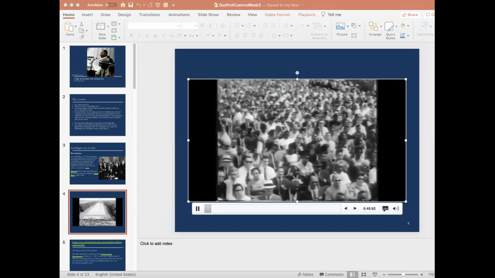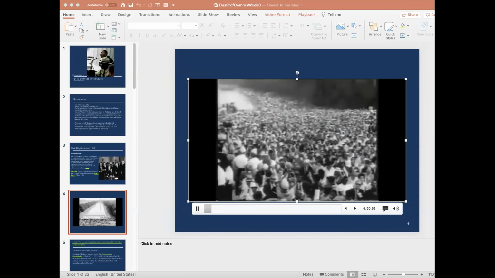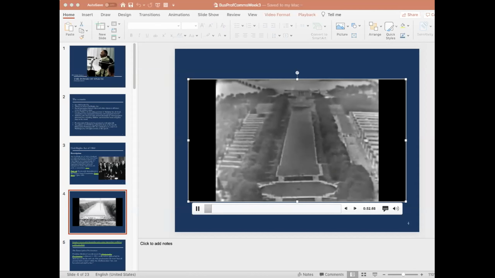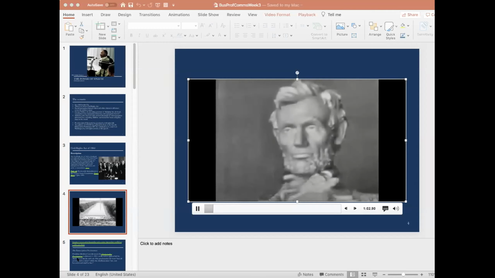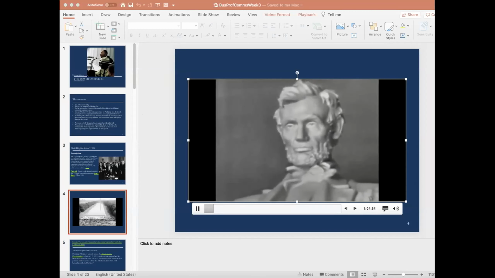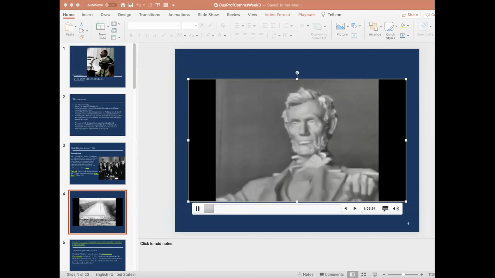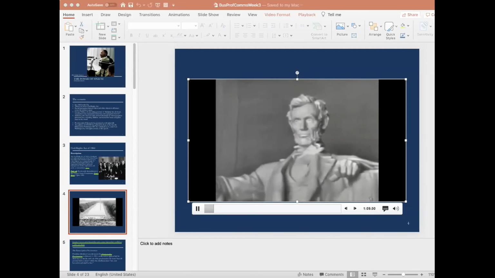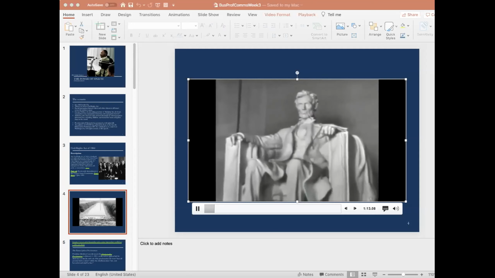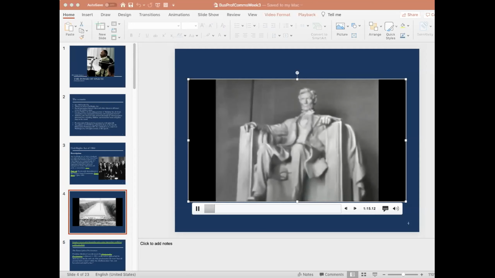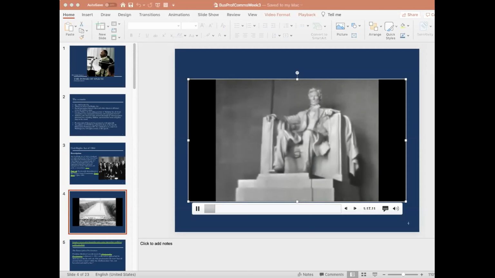Five score years ago, a great American in whose symbolic shadow we stand today signed the Emancipation Proclamation. This momentous decree came as a great beacon light of hope to millions of Negro slaves who had been seared in the flames of withering injustice.